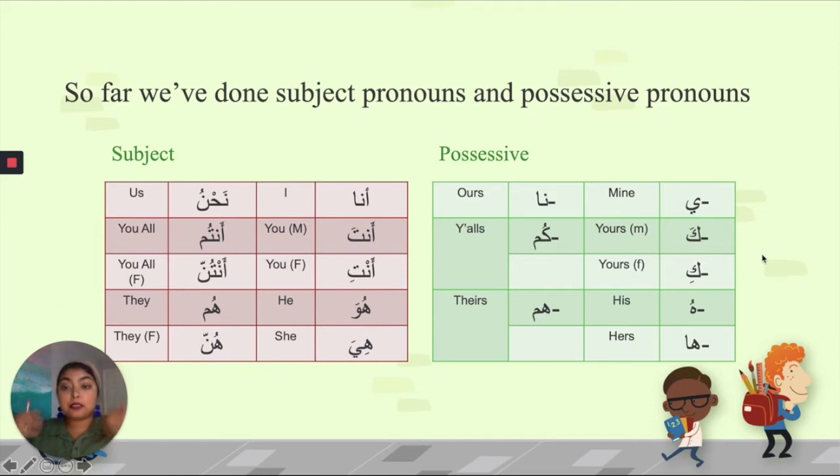Then we have possessive pronouns. When you want to take a pronoun, you put it at the end of a noun to show ownership, whose it is. Okay, so the ya making it mine. So if I say qalami, my pen, qalamuna, our pen. If I said qalamuka, your pen, qalamuki, your pen if you're a woman, qalamukum, y'all's pen, qalamuhu, his pen, qalamuha, her pen, qalamuhum, their pen. Okay? So when you attach that pronoun to the end of that noun, it makes it possessive.